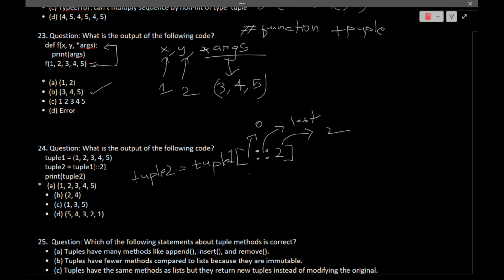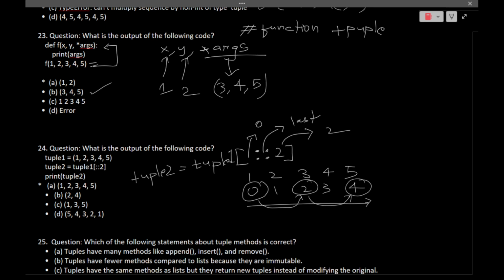That means if I am taking 1 2 3 4 5, it will reach till last, but the jump will be 0 plus 2, then plus 2. So what are the elements fetched from that particular tuple? 1 3 5. So the correct answer will be option C. Very simple concept, very simple concept this is.